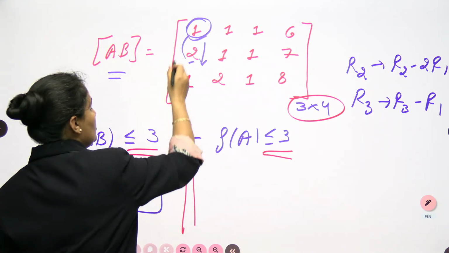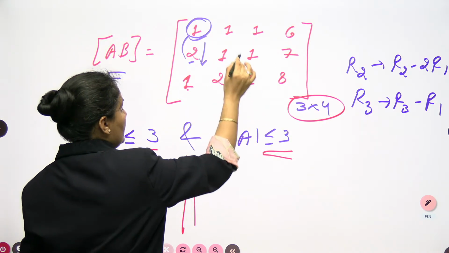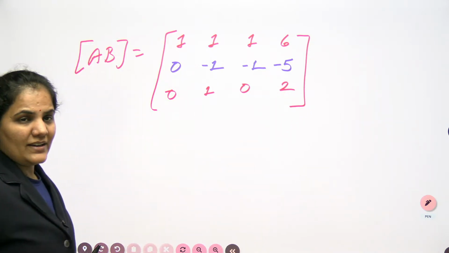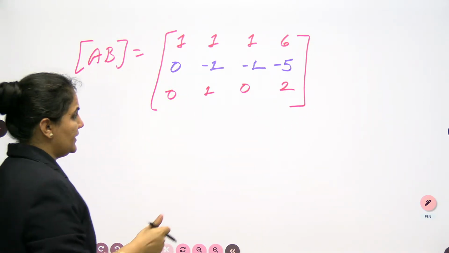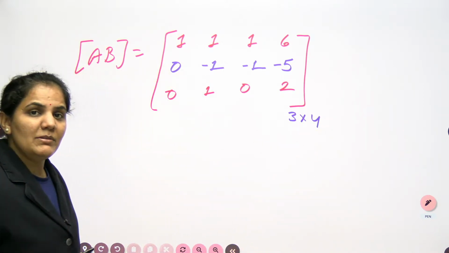Now when I go with R3 minus R1, 1 minus 1, 0. 2 minus 1, 1. 1 minus 1, 0. 8 minus 6, 2. Clear? So I can see this is my new matrix. Again, the order is the same, 3 cross 4. But what will be my objective?